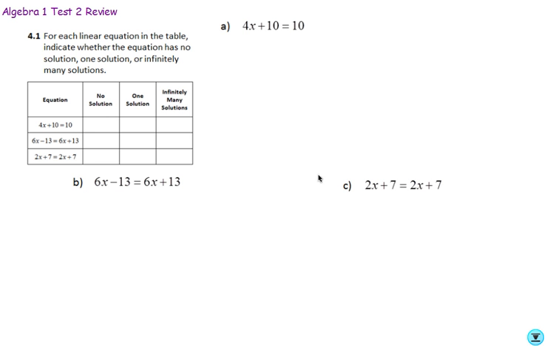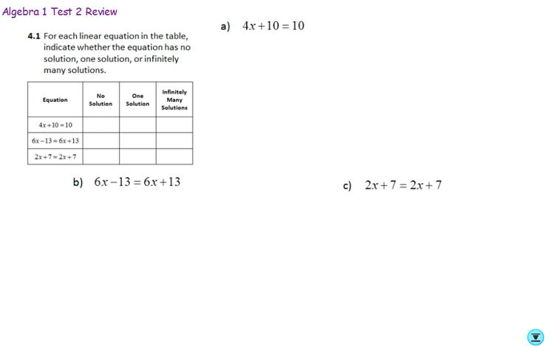Alright, so on number 4 you have a table and then there's 3 different parts to it, A, B, and C. Before we get into the table and what these different columns mean, let's just maybe solve these things first. So let's start with A.